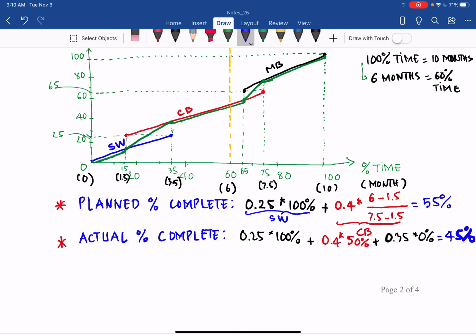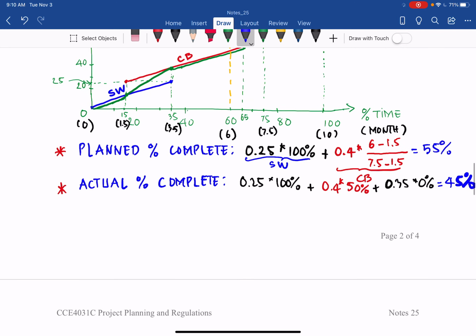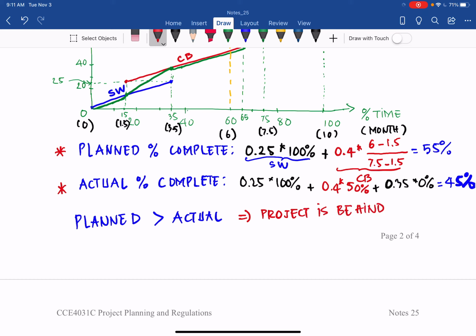So what does that mean? We planned to complete 55% after 6 months. The actual completion is only 45%, which means the project is behind schedule. So from there, we can see the planned percent complete is greater than the actual. Then we can say the project is behind schedule after 6 months.